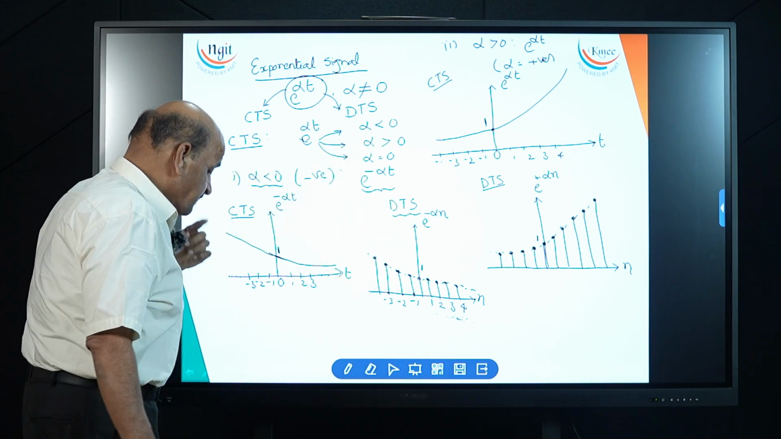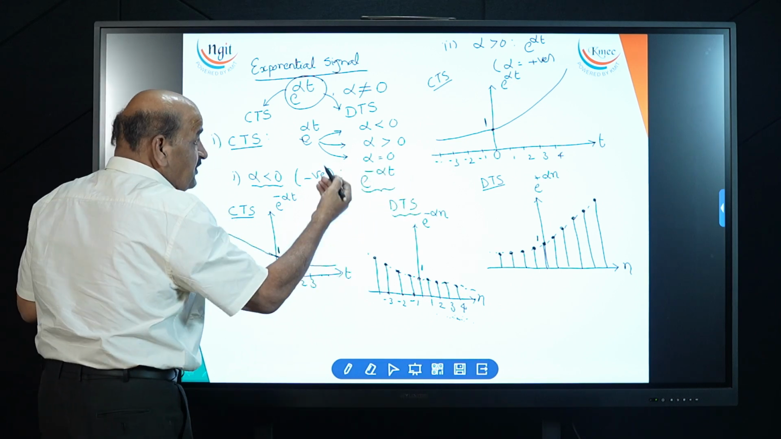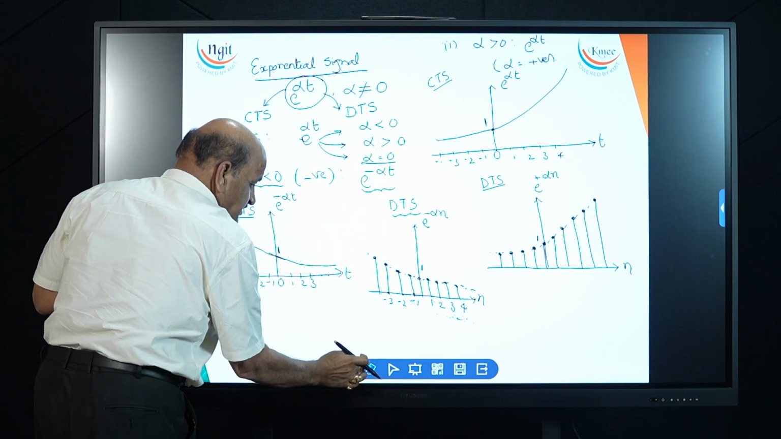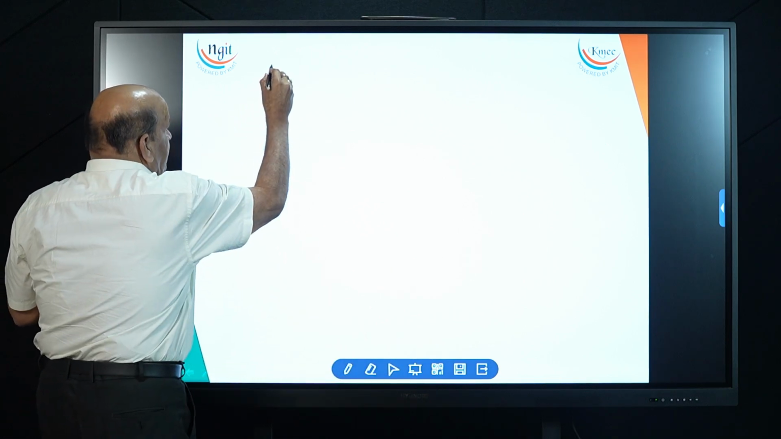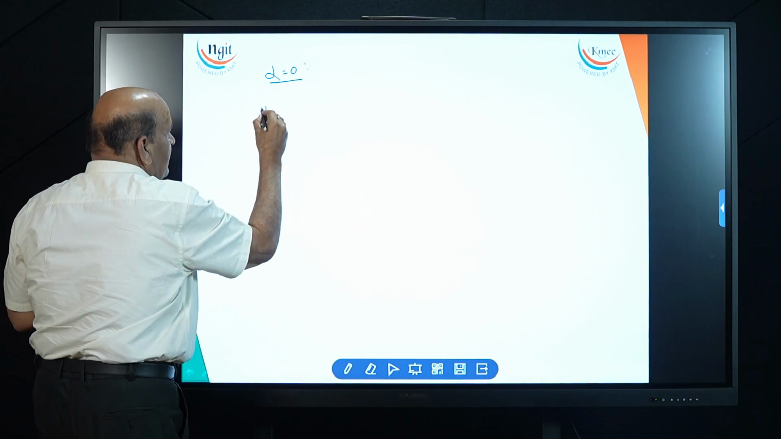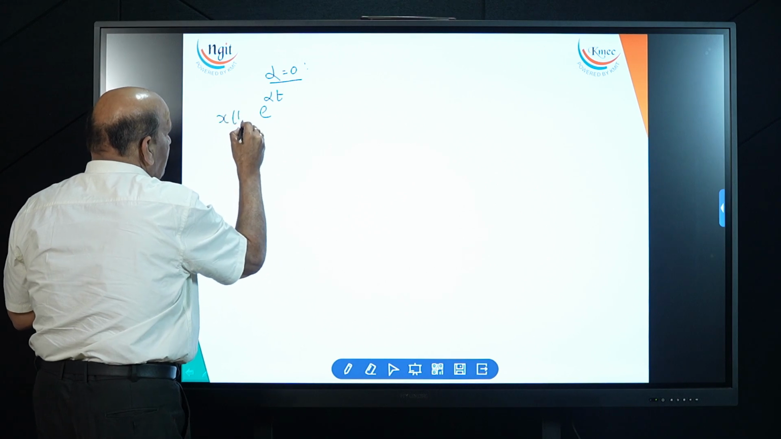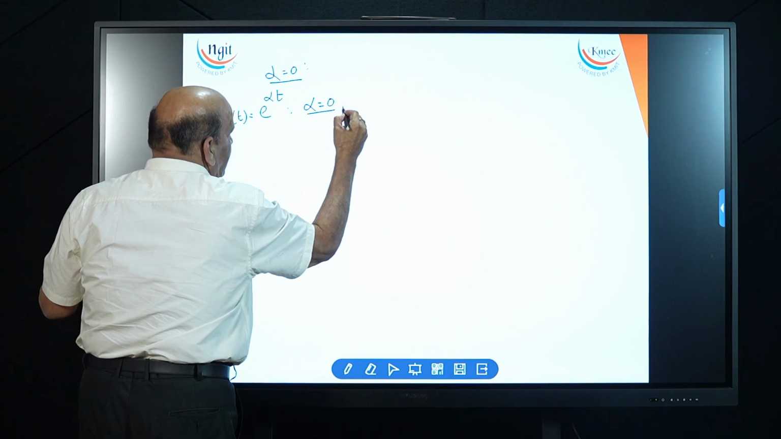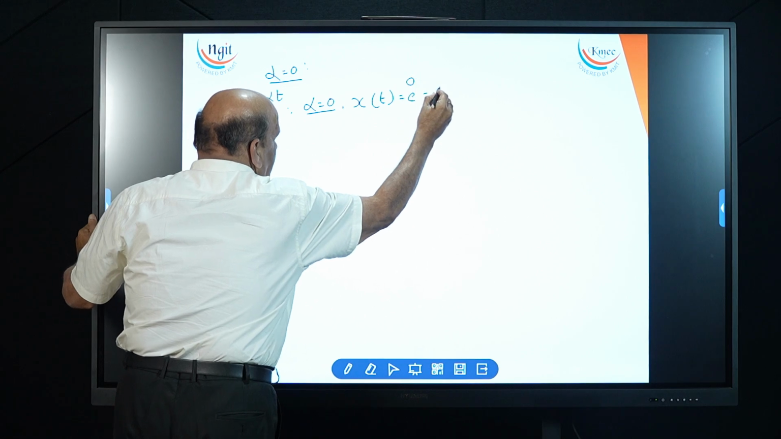Now I will tell you, this case is not required for your understanding purpose. I am considering the case alpha equal to 0 as a special case. If alpha equals 0, what happens? What is the signal? X of t is e power alpha t. When alpha becomes 0, X of t will become e power 0. E power 0 equals 1.